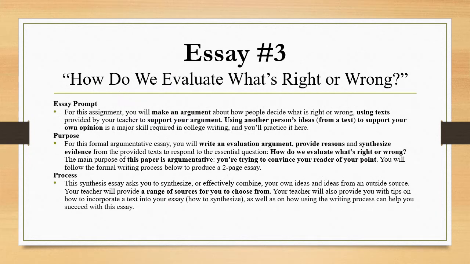The essay topic, again, is how do we evaluate what's right or wrong? You're going to be making an argument about how people decide what's right or wrong, and you're going to use text to support your argument. Or you're going to argue against those texts. So you don't just need to use those texts to support your claim. You can make a claim about the way that people decide right or wrong, and then argue against those texts too. That will make it actually easier to get the full credit for idea development on the rubric. So we're going to work on that specifically next week.